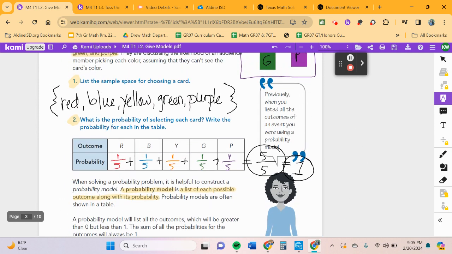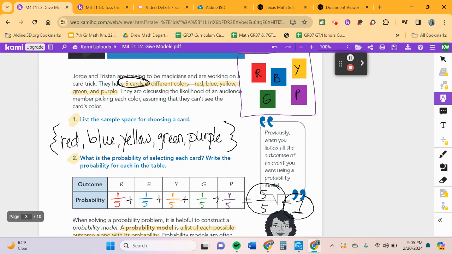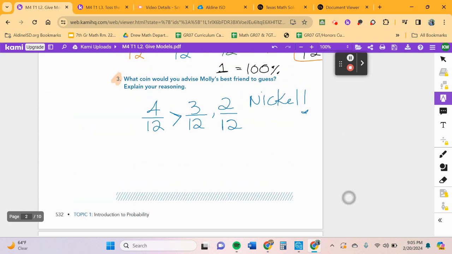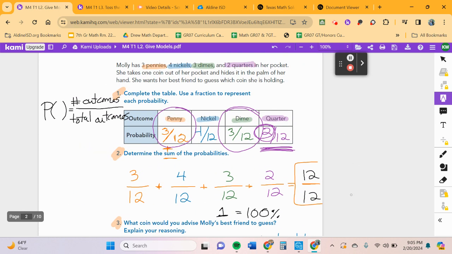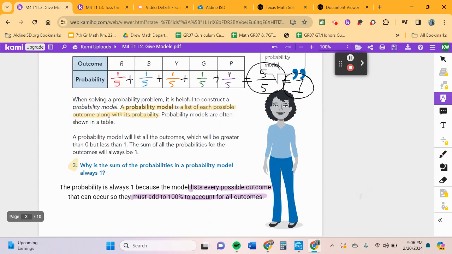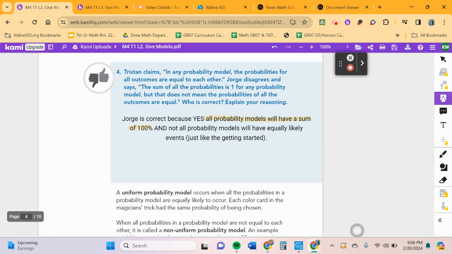So in this event, yes, Tristan was right. These ones have an equally likely outcome. The pennies, are they pennies? No, sorry, the cards. But in the getting started, the outcomes were not equally likely. Okay, we saw that the quarter had the least likely chance, and the nickel had the greatest chance or probability. So in this case, Jorge was correct.